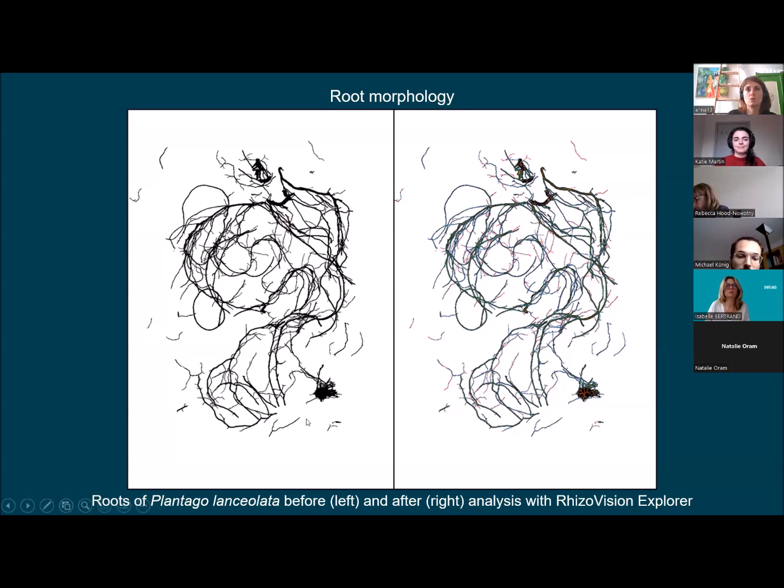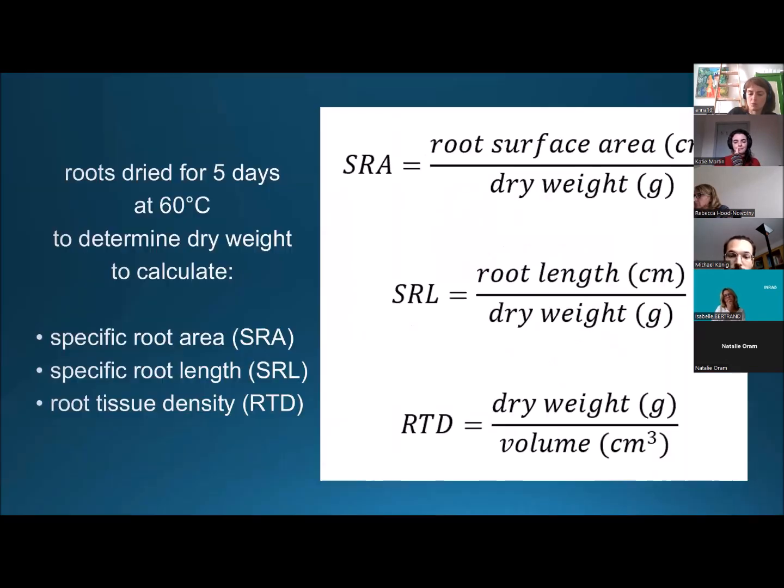And on the left side, there is the scan of Plantago lanceolata, and on the right side, there is the analyzed picture. And the program, I think, is very good. It also detects the small and thin roots, also these pieces, and it removes the dirt if there are very small pieces left that were not washed away by the cleaning before.